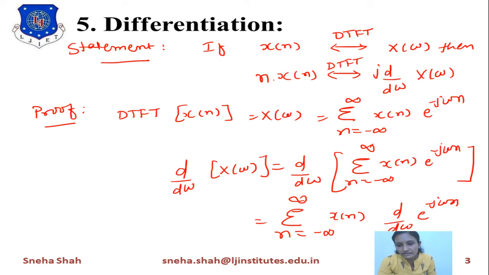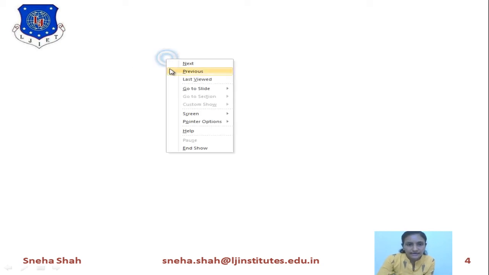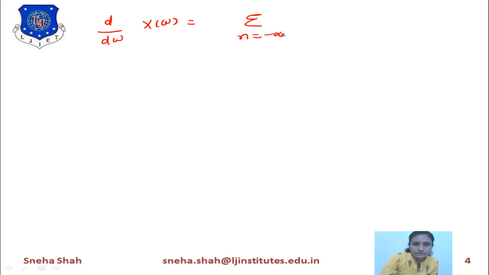Now we have to do differentiation of this part. So what is the differentiation of e raised to minus j omega n? Its differentiation is e raised to minus j omega n into minus j n. So using that we will write the next step as d by d omega X of omega is equal to summation n equals minus infinity to infinity x of n as it is, and the term becomes e raised to minus j omega n, and this minus j into n comes over here.